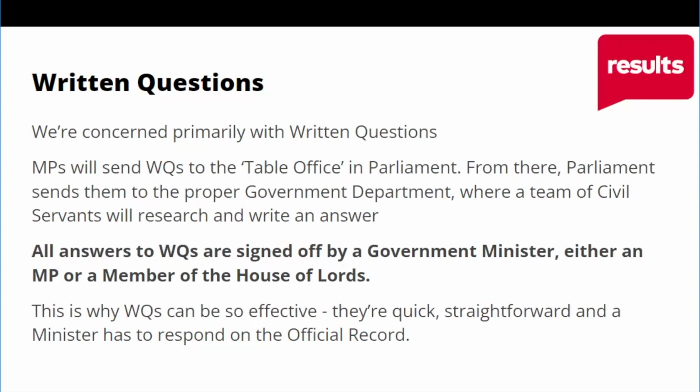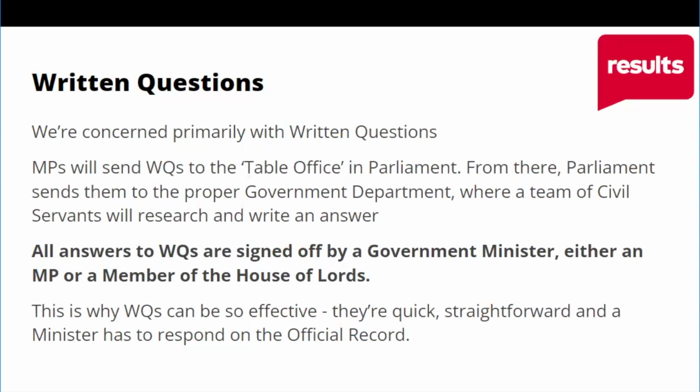And then from there, providing the question fulfills all the Table Office's criteria, which I'll discuss in a moment, they will then send it to the government department responsible for answering that question. A team of civil servants will do the research and draw up an answer. And the answers can range from very detailed to very snappy.